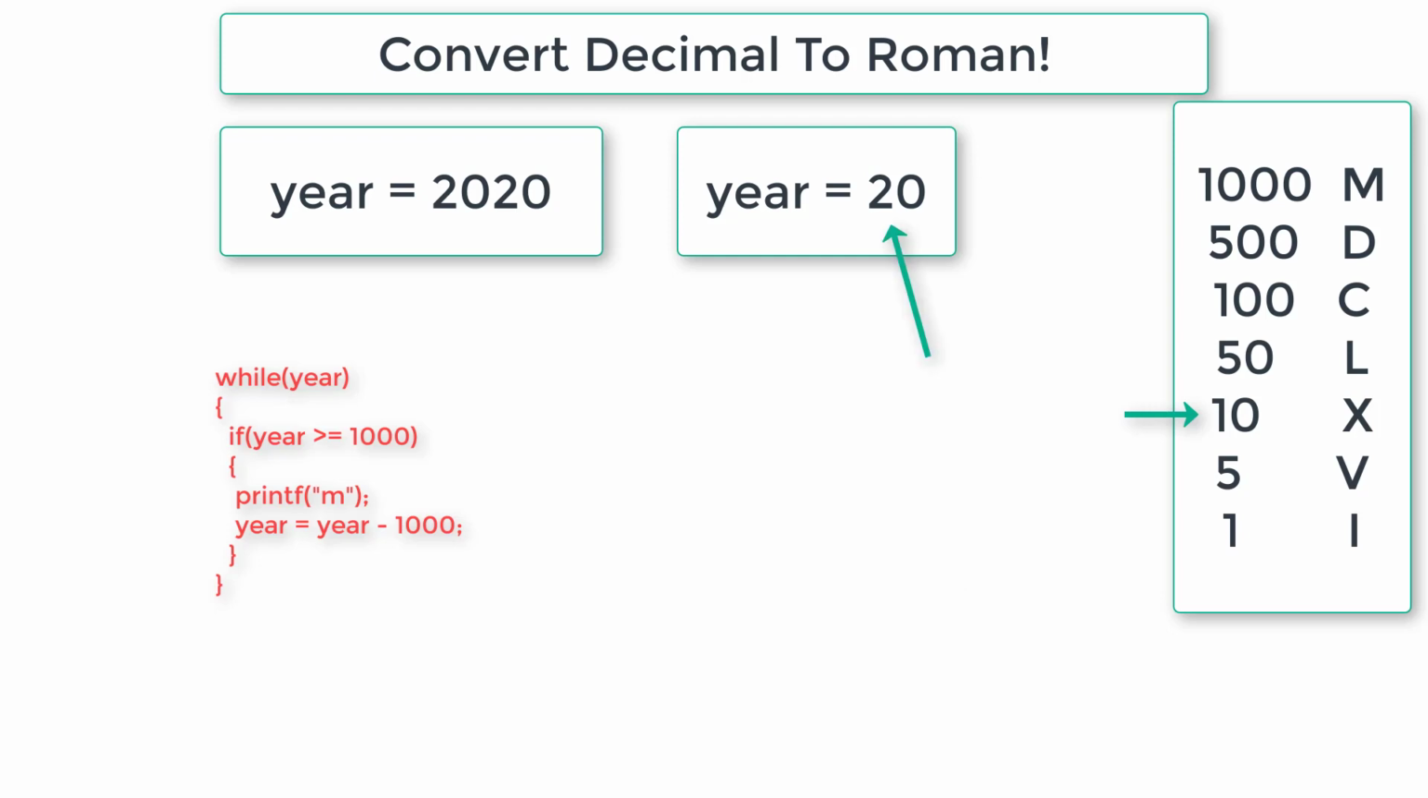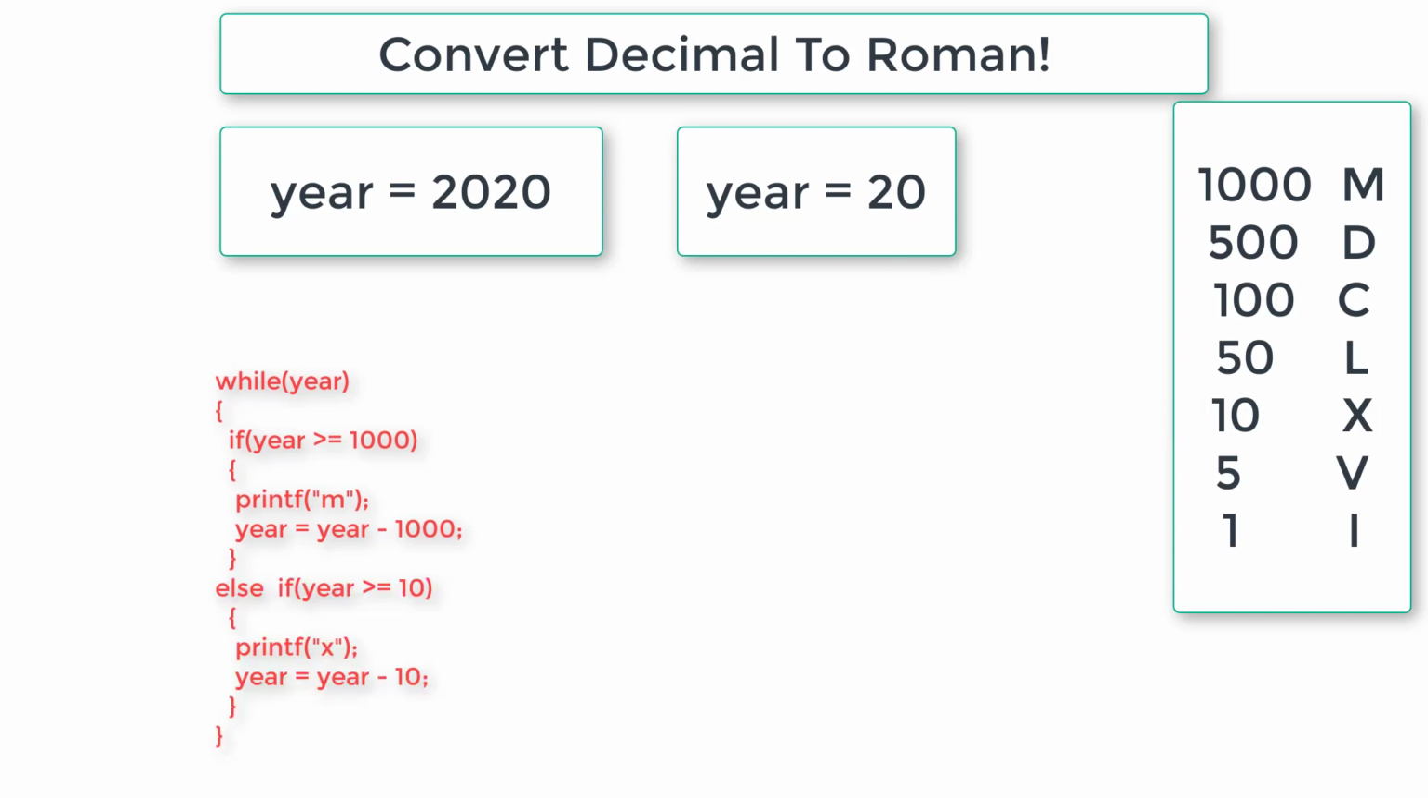For now I'll write the logic for 10, because 2 into 10 is 20. Let me copy this code. Inside the else if, I'll check if year is greater than or equal to 10. Now year is positive, so the while loop iterates once again. Year greater than or equal to 1000, no, it's false. 20 is not greater than or equal to 1000, but 20 is greater than or equal to 10. So now execute the code inside this else if block.